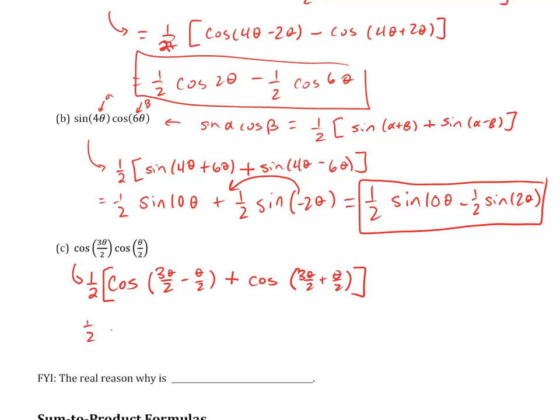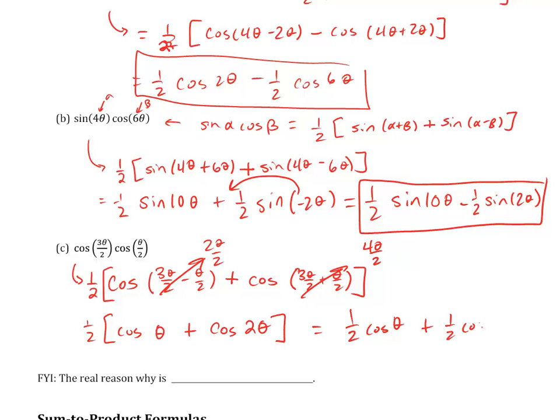This gives me 1/2 of cosine of 3 theta over 2 minus theta over 2, which is 2 theta over 2, which is just theta. Plus cosine of 4 theta over 2, which is cosine of just 2 theta, right? This is 2 theta over 2, this is 4 theta over 2, which is where I get my theta and my 2 theta. So we have 1/2 cosine theta plus 1/2 cosine of 2 theta.